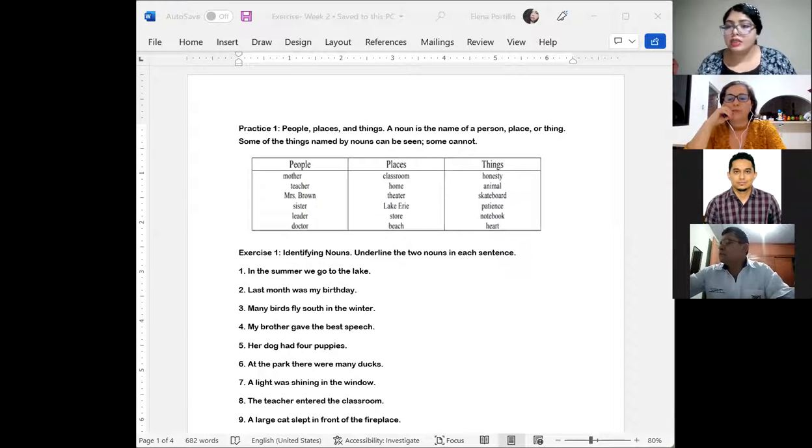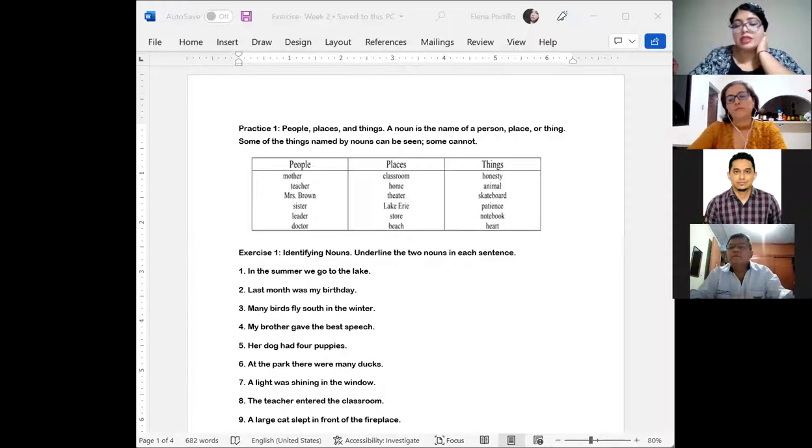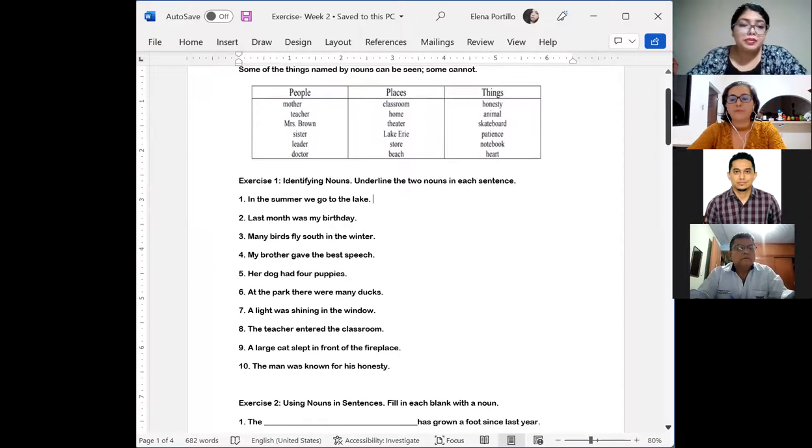So in the exercise, we have practice 1, which is to refer to people, places, and things. It's about the nouns. We have to identify the nouns and underline two nouns in each sentence. So we are going to do the exercises, something really quick, so we can see the answers. In this case, it is really simple because we already know what the nouns are and what kinds of nouns we have. Okay, in sentence number 1, what are the nouns?